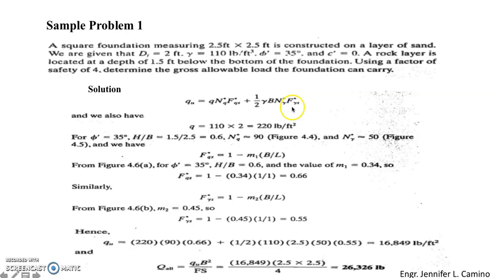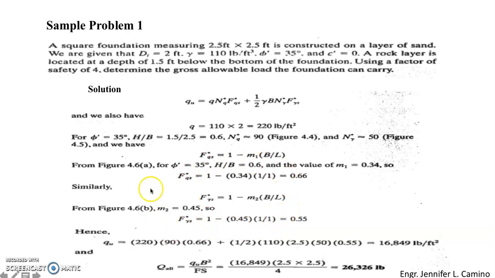So you're going to make use of this equation. And of course, Q, the effective surcharge, is 220. Based on the figure, N sub Q prime is approximately 90 and N sub gamma prime is 50. So solve for the shape factors using the formula. You have to identify our M1 and M2. We identified M1 based on the figures as 0.34 and M sub 2 is 0.45, having an angle of friction of 35 degrees and a ratio of H over B of 0.6. So simply substitute into the formula for the shape factors.